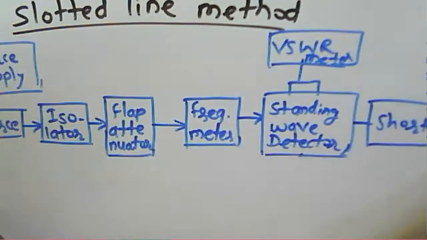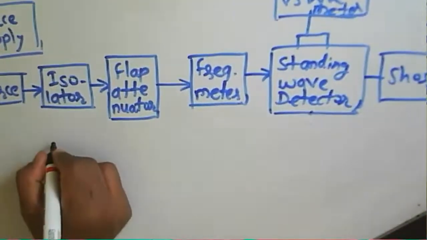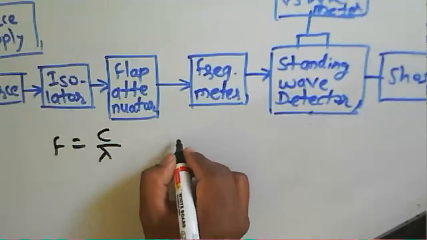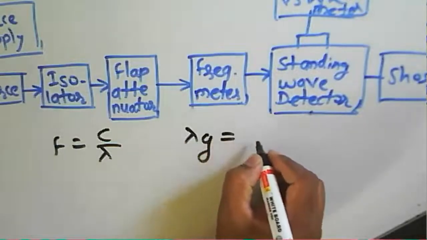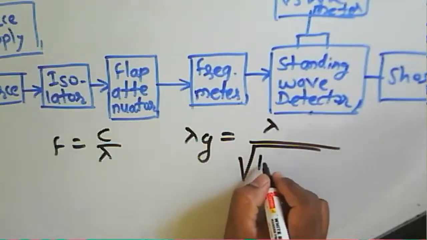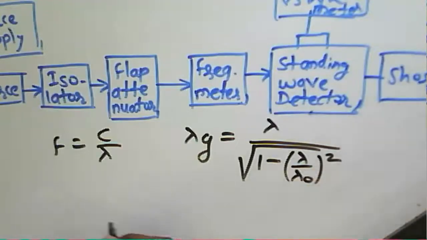Okay, this one is about a short. So in this case, a slotted line method, we need to use a cutoff wavelength and a guide wavelength to calculate the free space wavelength. So we should know the equation of the free space wavelength. Okay, so f is equal to c by lambda, and the guide wavelength is equal to lambda by the square root of 1 minus (lambda by lambda 0) squared.